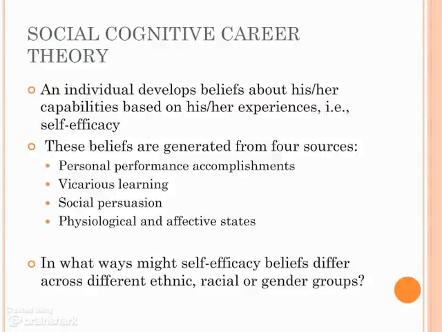The social cognitive career theory really focuses on self-efficacy, or how an individual develops beliefs about his or her capabilities based on his or her experiences. These beliefs are generated from 4 different sources. This could be personal performance or accomplishments, so what you've accomplished in your past, vicarious learning, in other words, what you've learned from other people, social persuasion, and then physiological and affective states. So your physiology is things like heart rate, and your affective states are your emotional states.